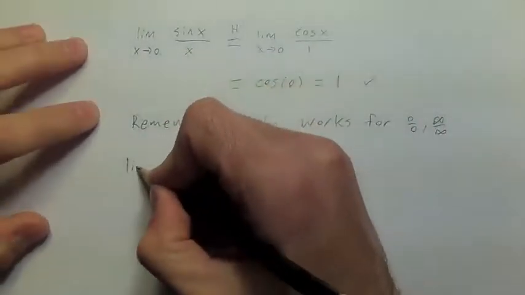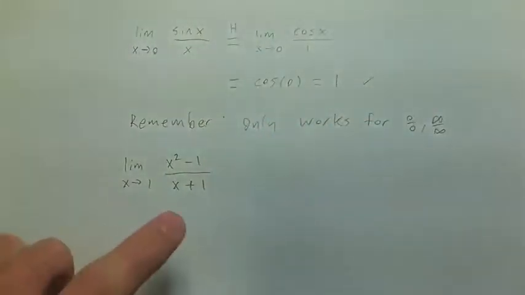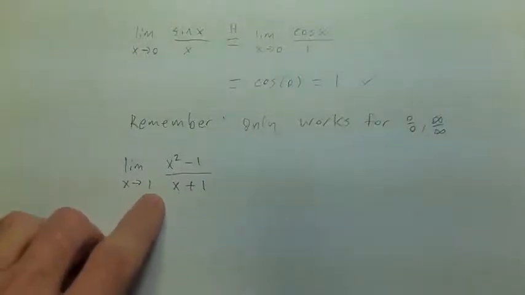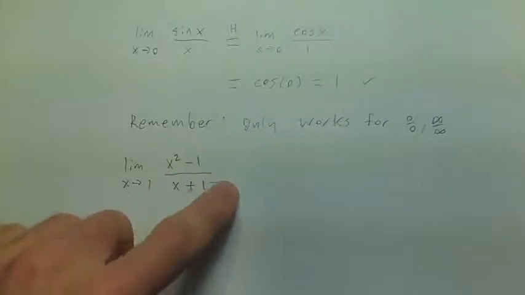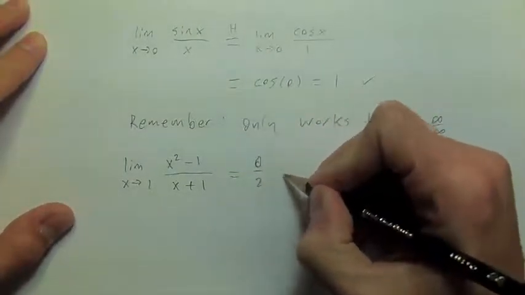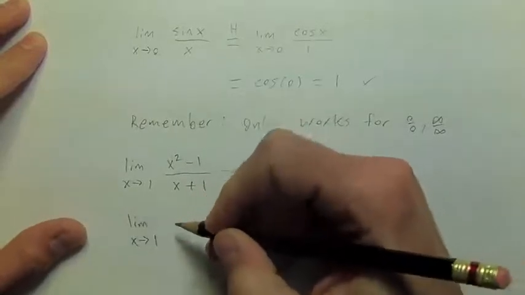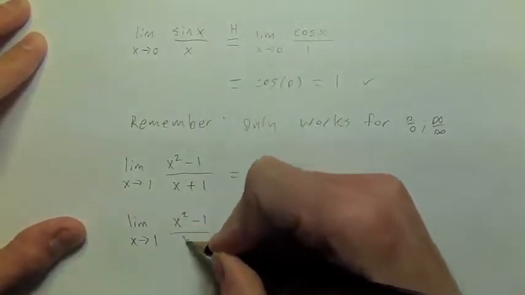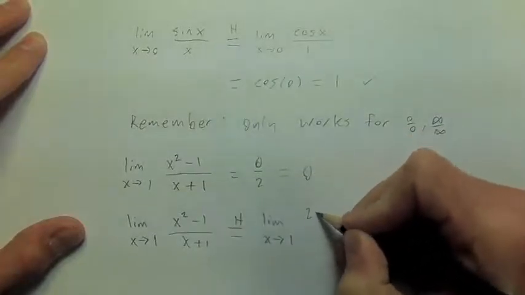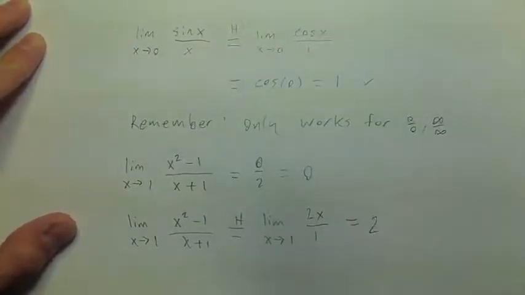So for example, if I did the limit as x goes to 1 of x squared minus 1 over x plus 1. This looks very similar to what we started with today, but this is not an indeterminate form, right? If we plug in 1, we get 1 minus 1 on the top, so we get 0 over 2, which ends up being 0. But if you tried to use L'Hopital's rule, you get 2x over 1. If you plugged in 1, you'd get 2.